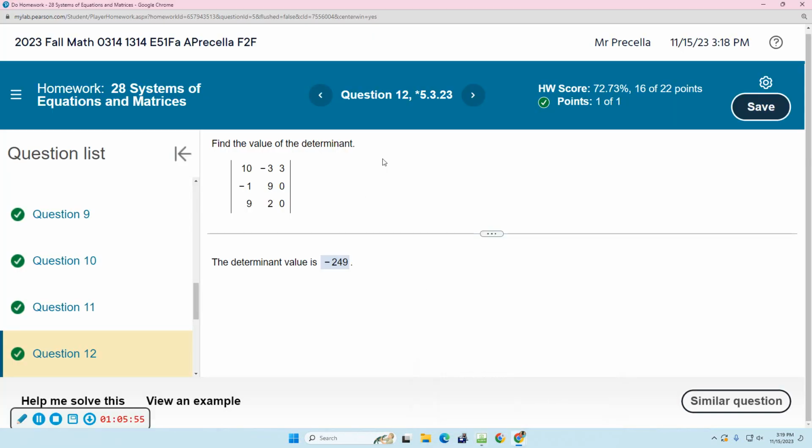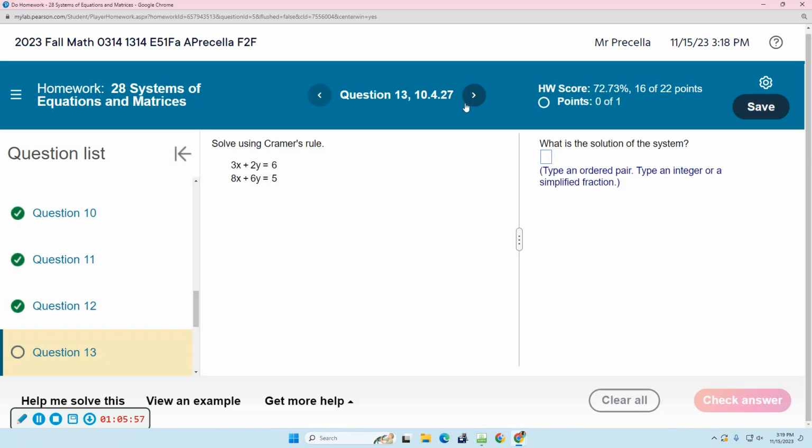Cramer's rule. Let me just show them the example. It says solve using Cramer's rule. Have we seen other methods? Well, yeah. Elimination and substitution. But Cramer's rule really is best for solving this.